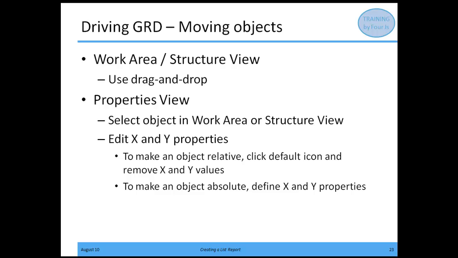So I can select the object in the work area or the structure view, and then I can edit X and Y properties to position it in a different location. If I provide numeric values for my X and Y properties, I'm specifying an absolute position of where it needs to be on that report. If I want to make an object relative or using relative positioning, I click the default icon to remove the X and Y values, and then it becomes relative to its elder sibling.